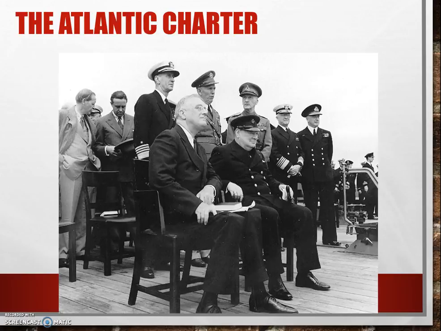In August of 1941, FDR and Winston Churchill will meet in secret off the coast of Newfoundland, which is in Canada. And they will sign something called the Atlantic Charter, which is essentially a mutual agreement to an international system of general security. It pretty much just deepens the alliance between the United States and Great Britain.